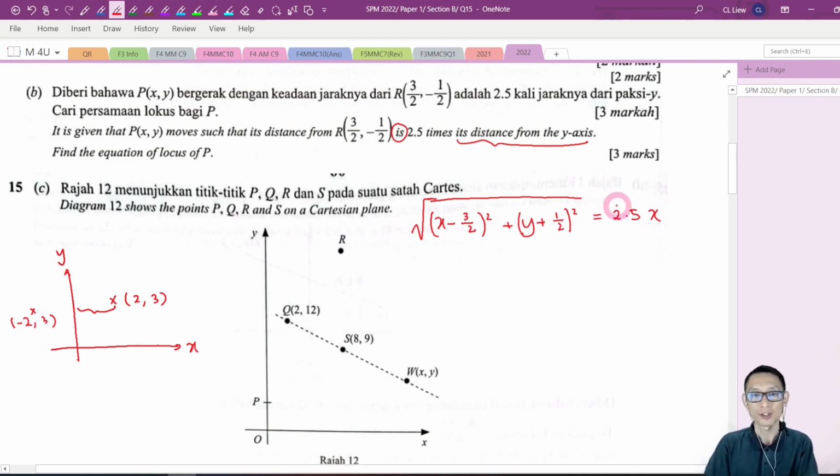Okay, so now the next step, I want to get rid of this square root sign. So I'm going to square both sides. Here you square it, here you square it. No more square root sign. Here you need to square also. Okay, so here let me copy first.